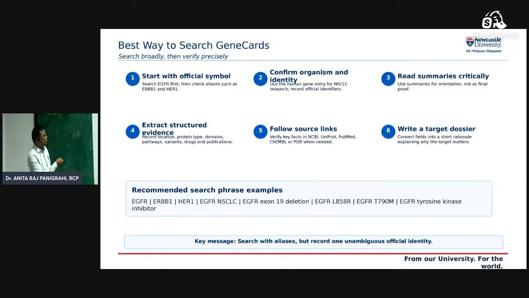Recommended search phrase examples: even only for EGFR, we need to search for all these things: EGFR, ERBB1, HER1, EGFR NSCLC, EGFR exon 19 deletion, EGFR this mutation. You cannot simply put EGFR. If you put EGFR, people think that you will get everything. This is one of the greatest mistakes people make who heavily rely on platforms, generative AI or AI platforms. Search with aliases, but retain one unambiguous official identity.